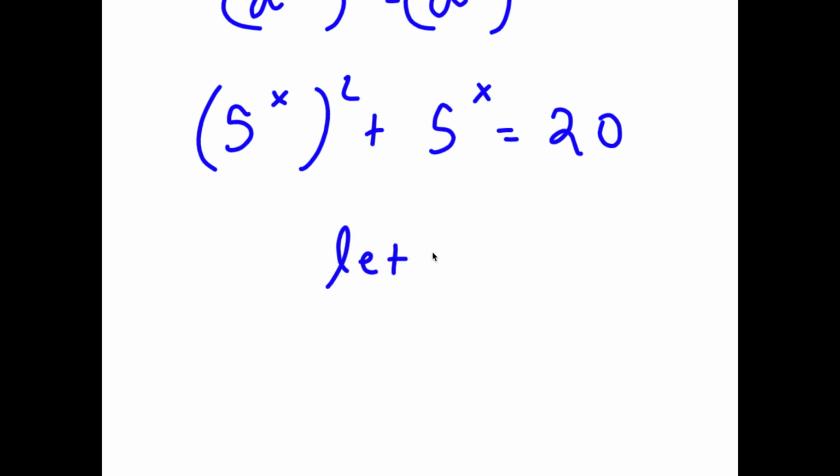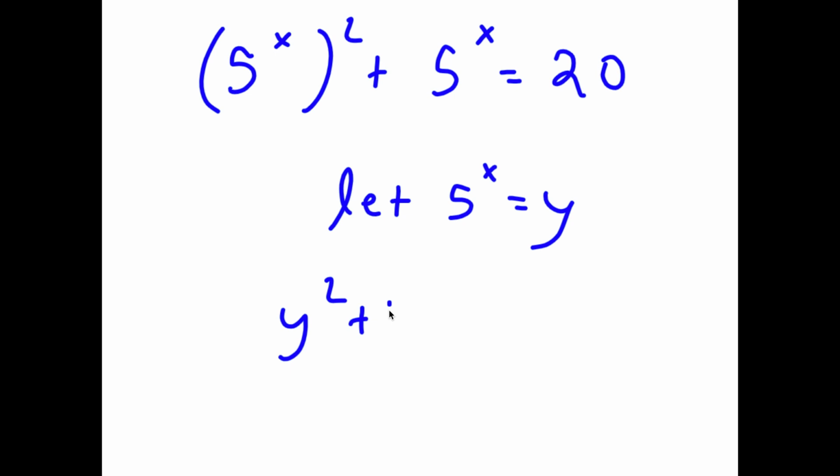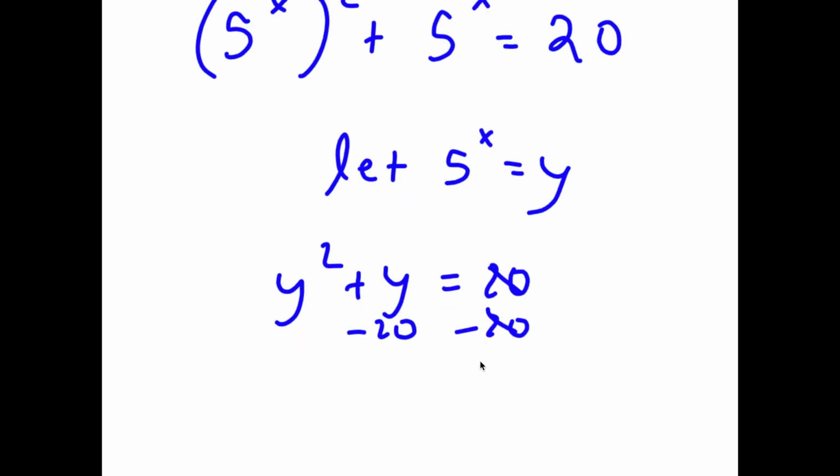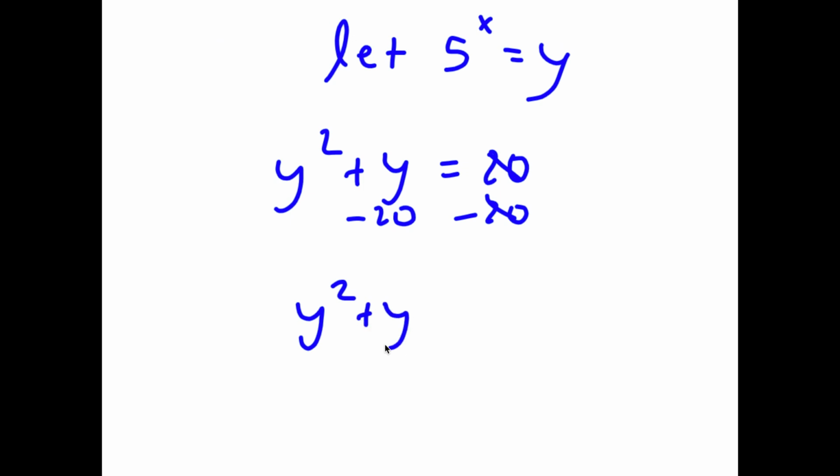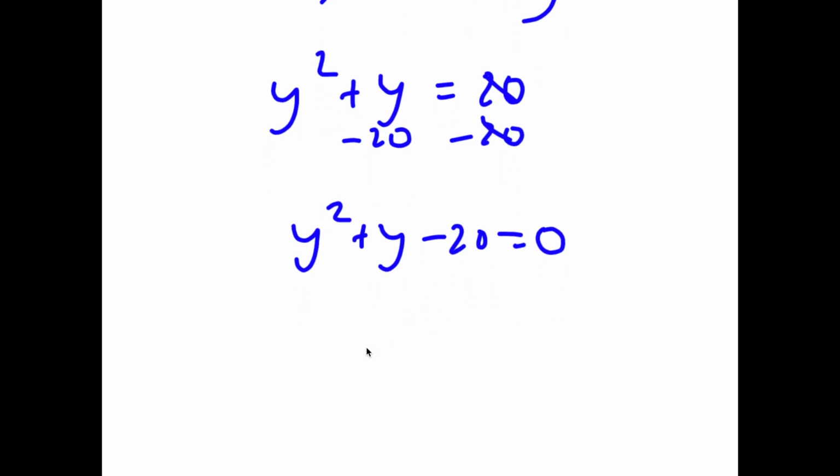Now I'm going to let 5 to the power of x equal the variable y. So now I have y squared plus y is equal to 20. Now if I subtract 20 on both sides, I get y squared plus y minus 20 is equal to 0.